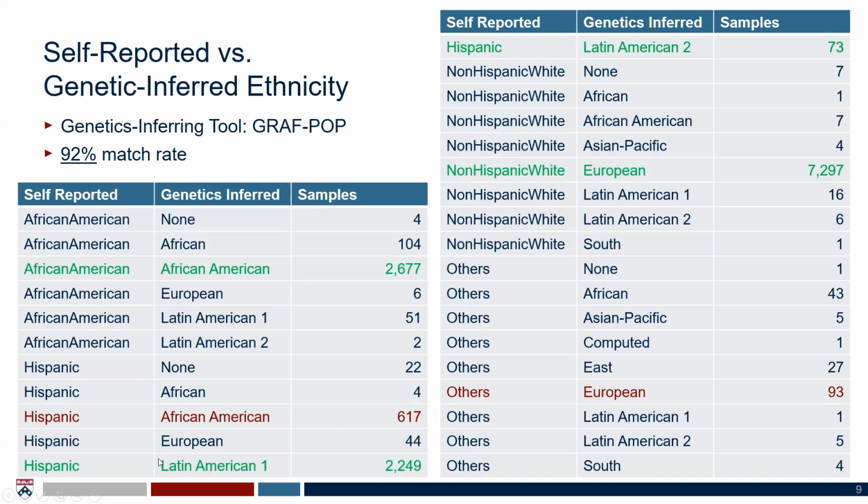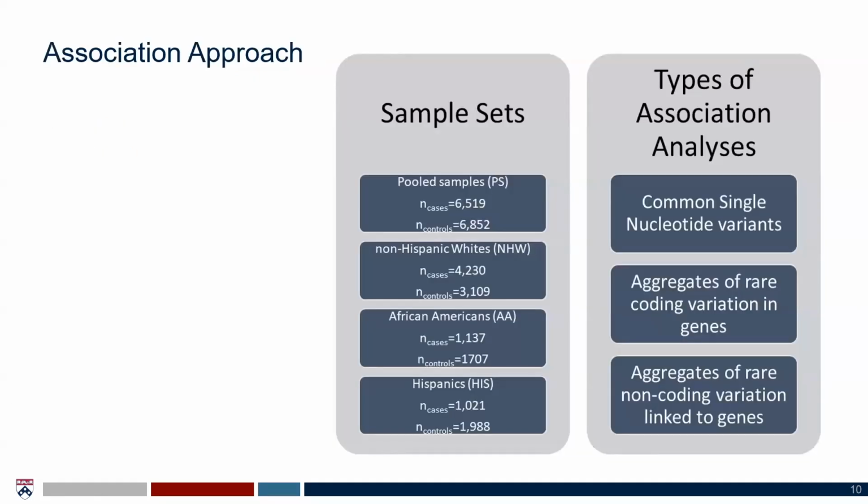But most of them are matched. When they say Hispanic, then from the genomic data, we see Latin American. And non-Hispanic white, then you can see from the genomic data, we class them into European ancestry. So overall, between the self-report and genetically inferred ethnicity, there is about a 92% match rate. It's high.